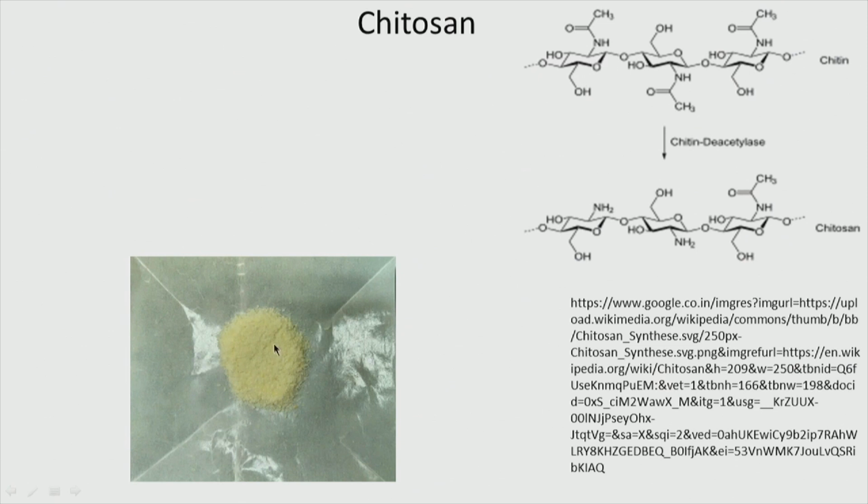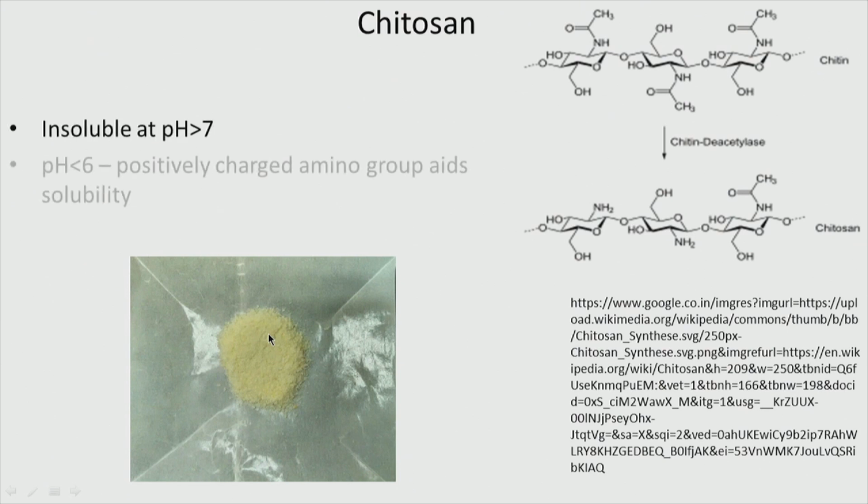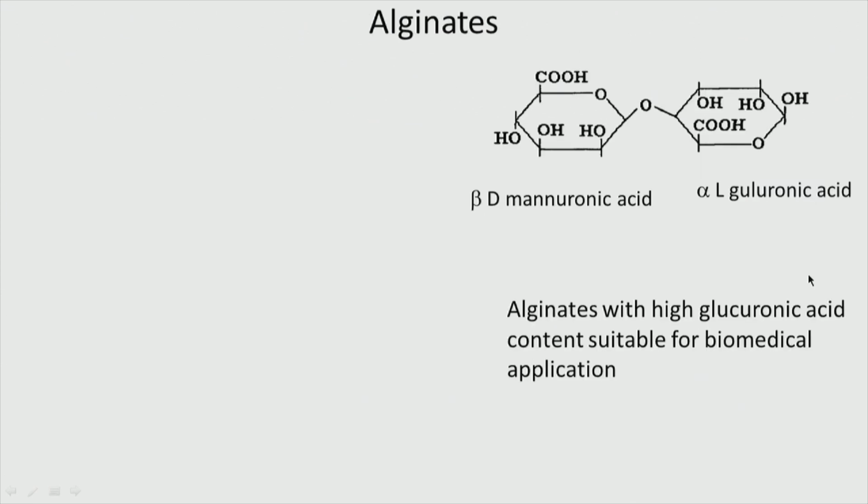Okay. So, this is sort of a morphological picture of chitosan. Okay. It is insoluble at pH greater than 7, but at pH less than 6 the positively charged amino groups increase the solubility. So, this is deacetylation. Alginates. So, alginates, alginic acid and so on, okay, guar gum for example. So, it contains mannuronic acid connected by guluronic acid with a beta linkage. As you can see, this is a beta linkage.